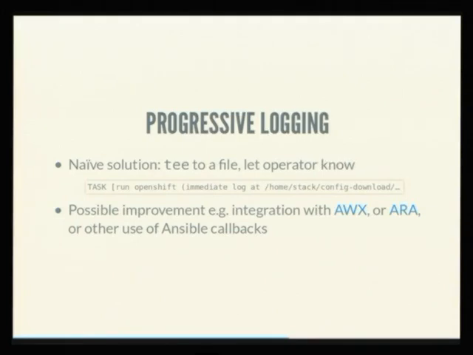The drawback I mentioned is progressive logging. So far, being very early in the iteration, we have a very naive solution, which is just to use the tee utility to output the log into a file as well as into the outer Ansible. And we just print in the outer Ansible where the operator can find the log file if they want to look. So if they wonder whether it's stuck or doing something, they can go look at the file where it appears task by task, as they are used to from running Ansible.